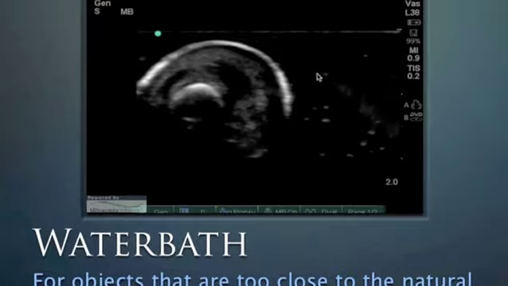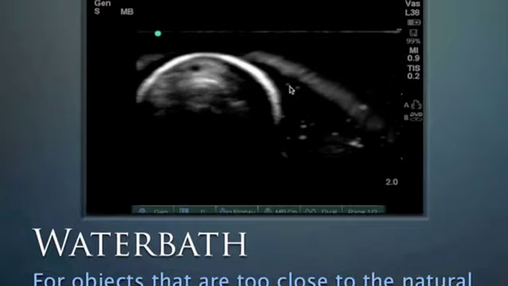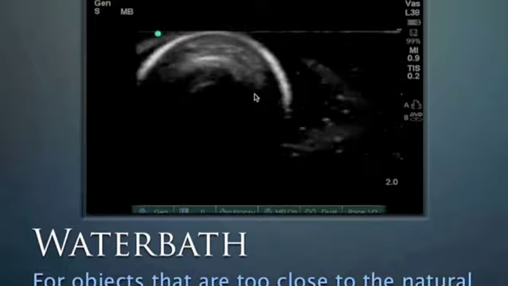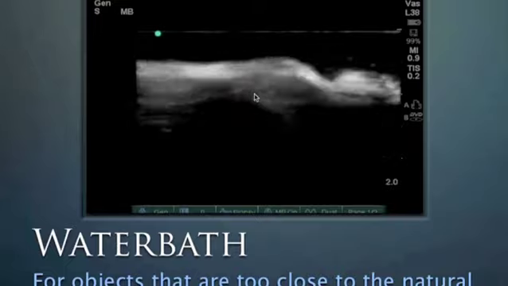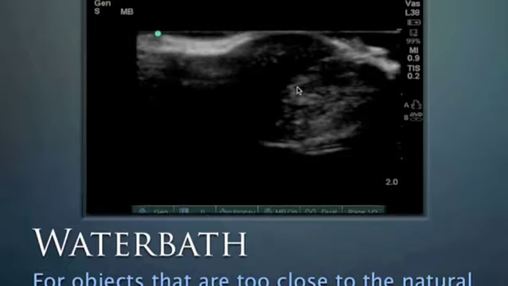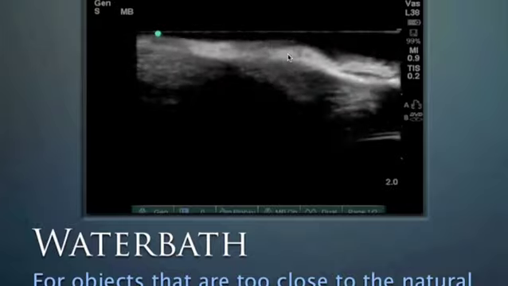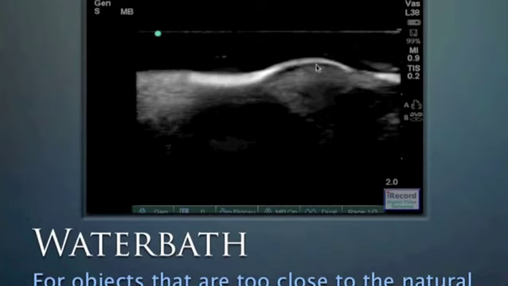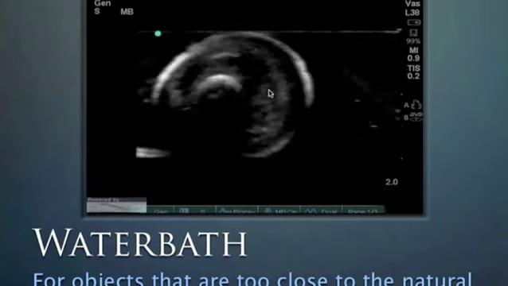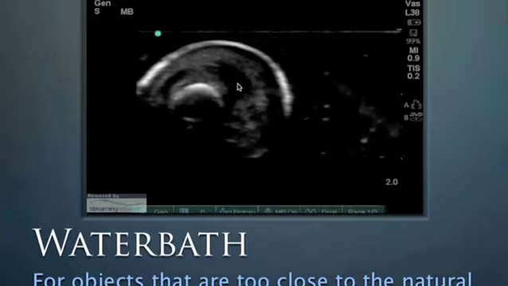Just another example of another digit with this. This one has a paronychia, and so it's the other aspect of the finger, and we can see that this area up here, when it's in the water, this is all water that's filling in this area here. We can make out this little paronychial area, here it is in the short axis.